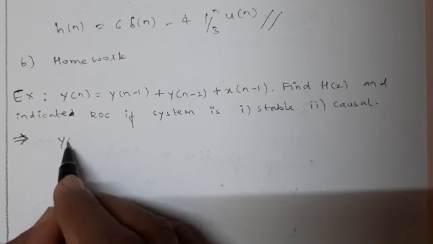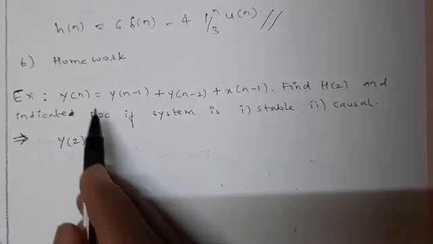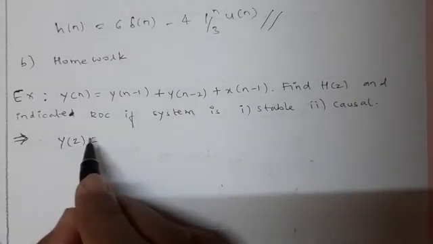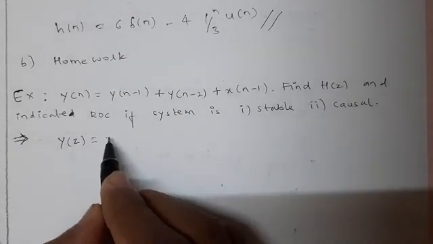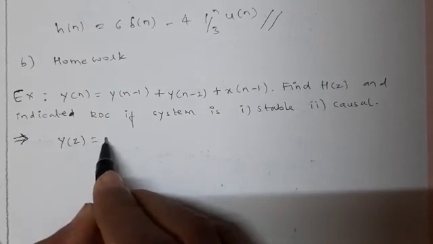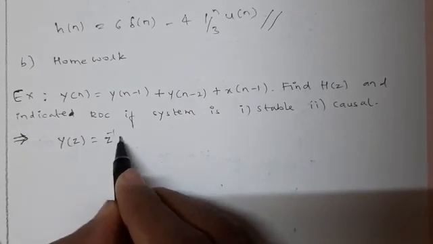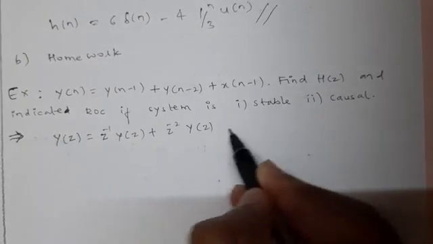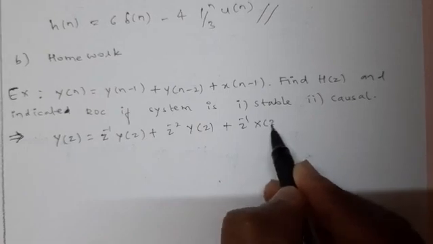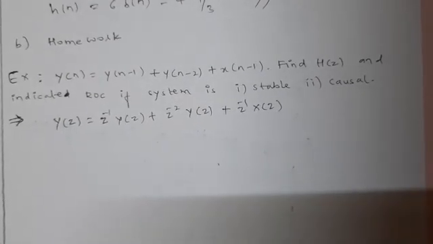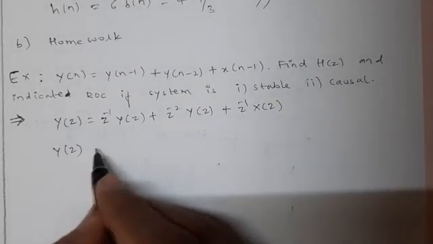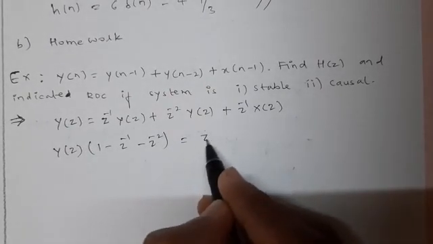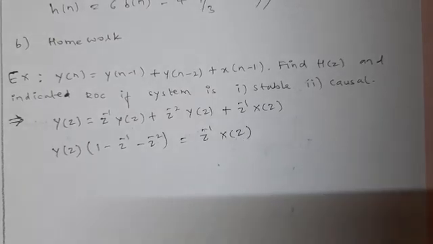So the first step is to find the z transform of this. Since there are no initial conditions, you need not bother, directly go for finding the z transform without initial conditions. Y of z is z inverse Y of z plus z power minus 2 Y of z plus z inverse X of z, which gives Y of z into 1 minus z inverse minus z power minus 2 is equal to z inverse X of z.